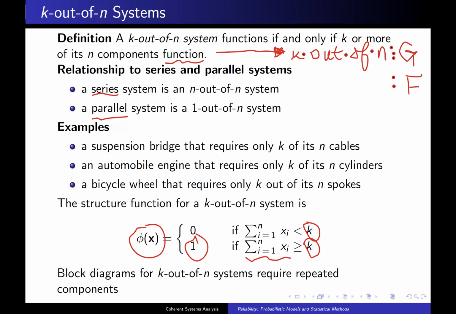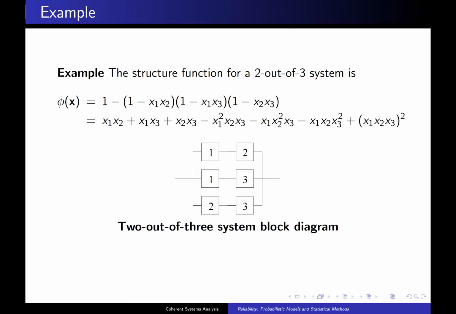The second one is a circular K out of N system, and the bicycle wheel example also applies to that. That's where you're looking at things circularly, and you can have both circular and consecutive K out of N systems. So there are a number of spin-offs to the K out of N system that you see here. Finally, this last sentence down here at the bottom: block diagrams for a K out of N system require repeated components, and that's going to be illustrated on the next slide, where we look at a 2 out of 3 system.